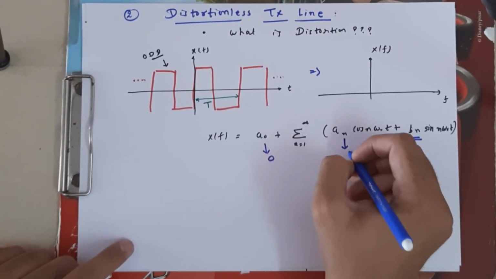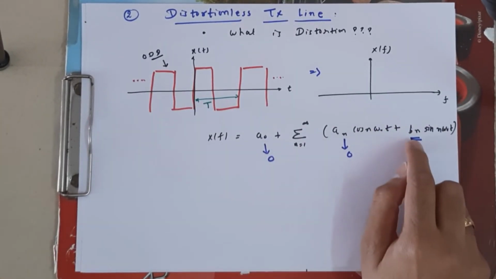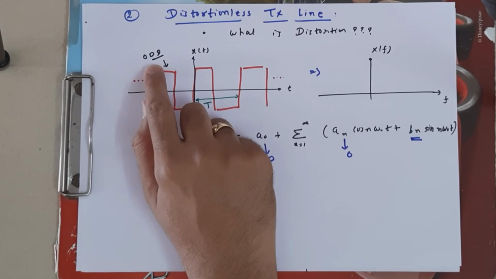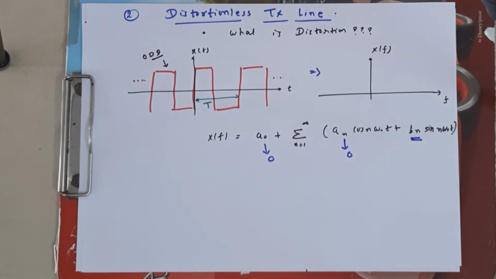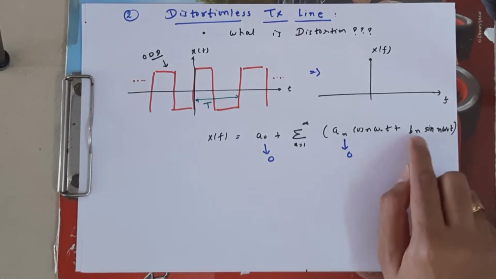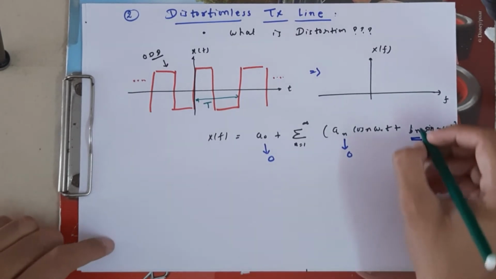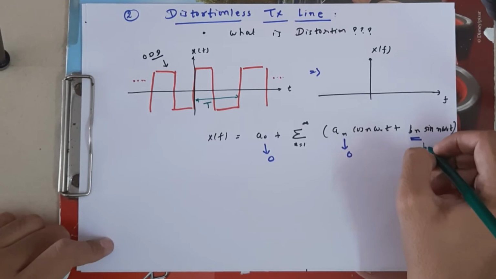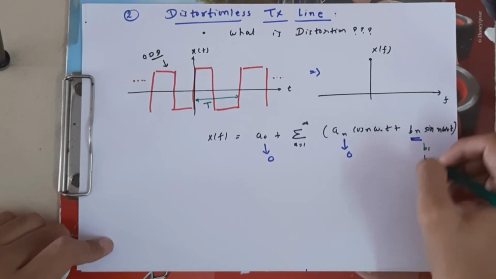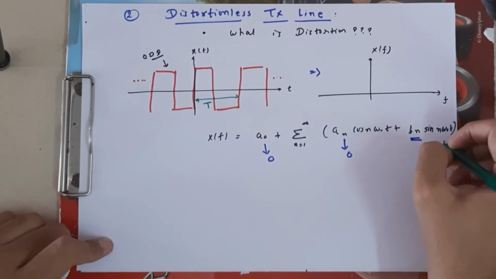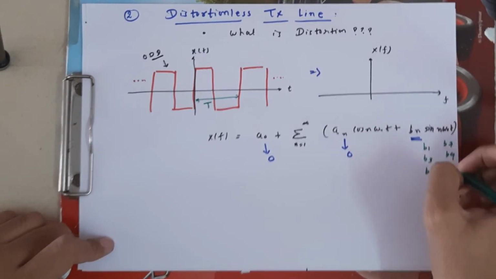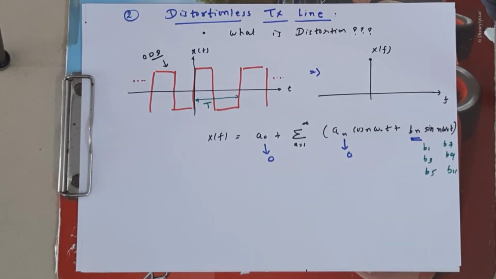The value of an is 0. So only the bn part is present if the signal is an odd signal. Here only odd terms are present in this case. So it is b1, b3, b5, b7, b9, b11. These are present here.